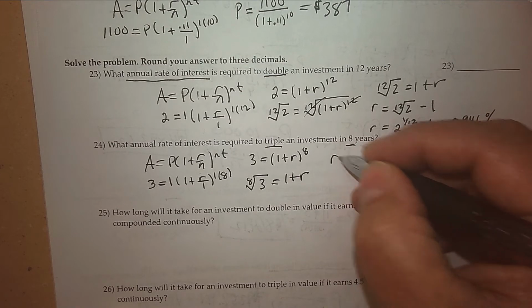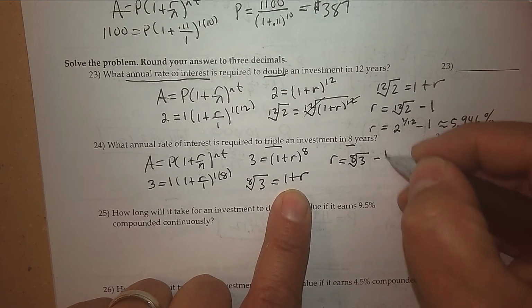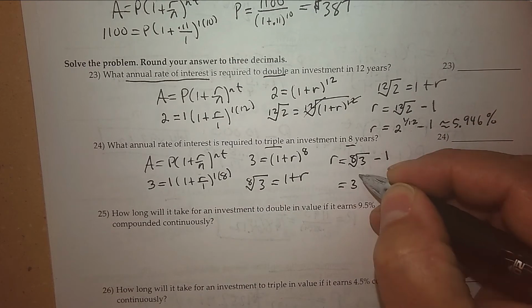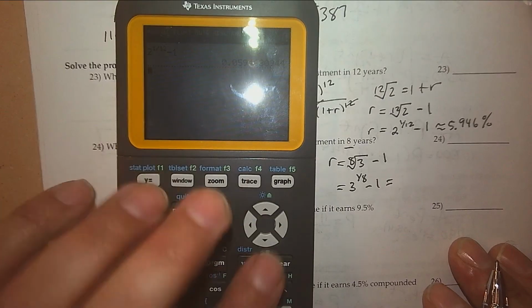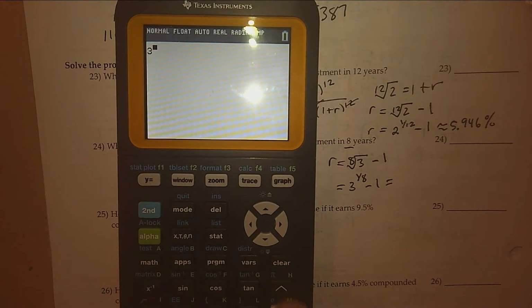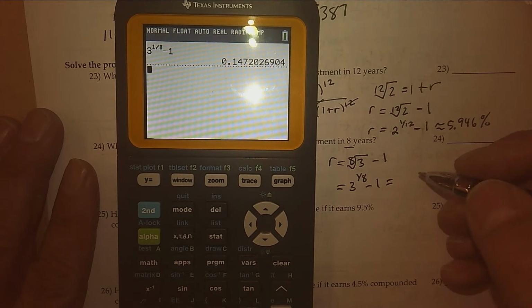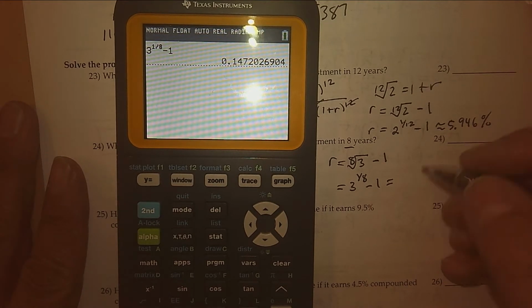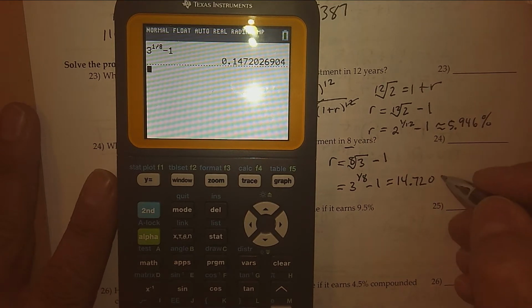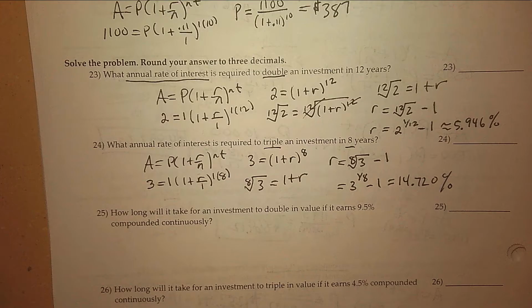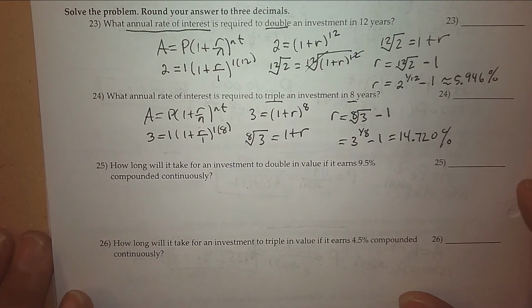So to get r by itself, we are going to subtract. So inverse of adding 1 is to subtract. I can't put that in my calculator, so 1/8, that exponent, is what I'm going to use in my calculator. So I'm going to go 3 to the exponent 1/8, move the cursor, subtract 1, and then move the decimal 2 to the right. So it's 14 point, and then I put down the numbers that follow. So 14.72%, that's a healthy percent you would need to triple your money in 8 years.